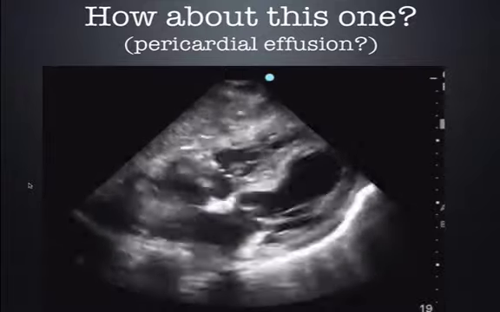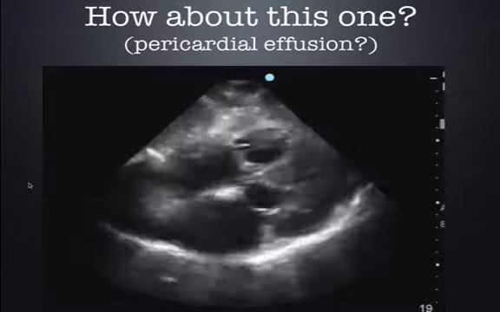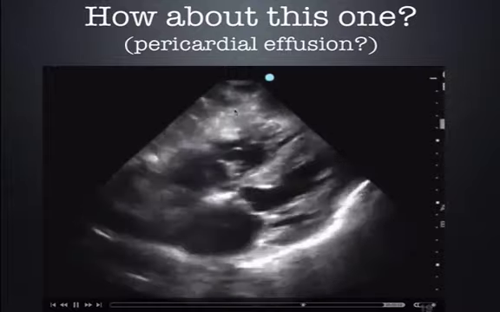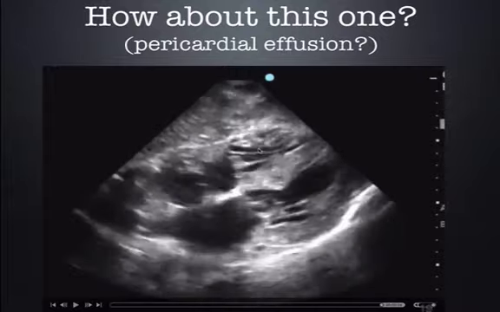I don't see a black stripe there. Overall, no pericardial effusion. Just for a quick review, do you know what window this is? We can see the liver here, and then we can see the right ventricle and then the left ventricle. So this would be a subcostal window or a subcostal 4-chamber view.